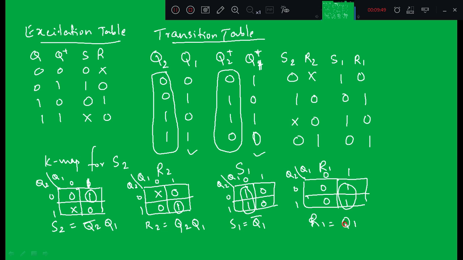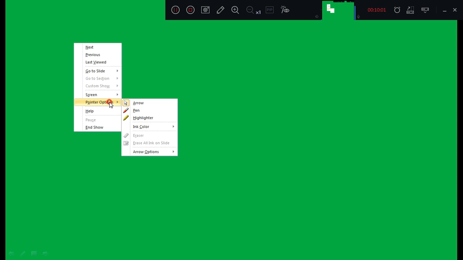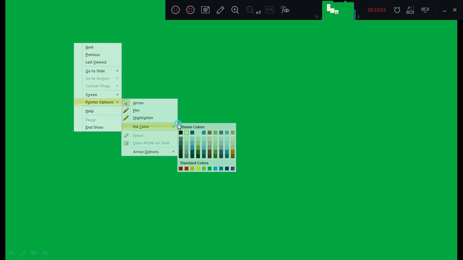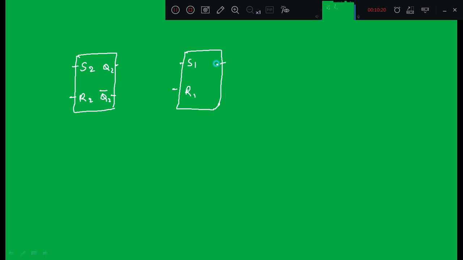With these Boolean expressions we are going to design the final circuit of the mod 4 counter using SR flip-flops. As we have already discussed, two flip-flops are required to design a mod 4 counter. The inputs for the first flip-flop are S2 and R2, and outputs are Q2 and Q2 bar. The second flip-flop inputs are S1 and R1, and outputs are Q1 and Q1 bar.